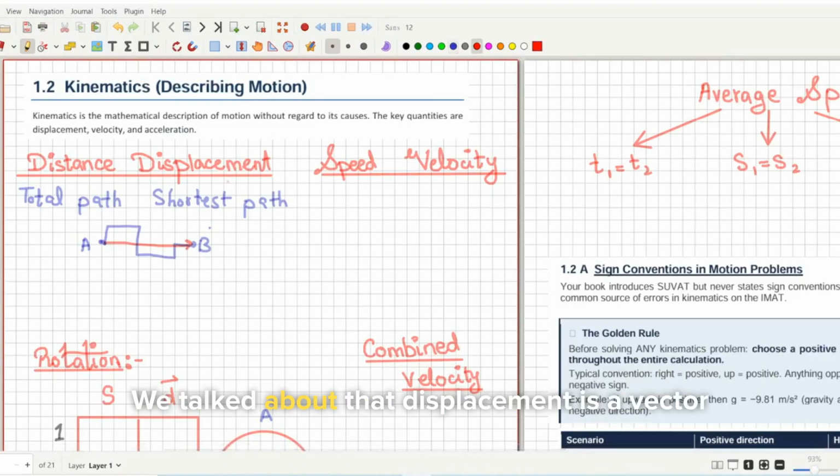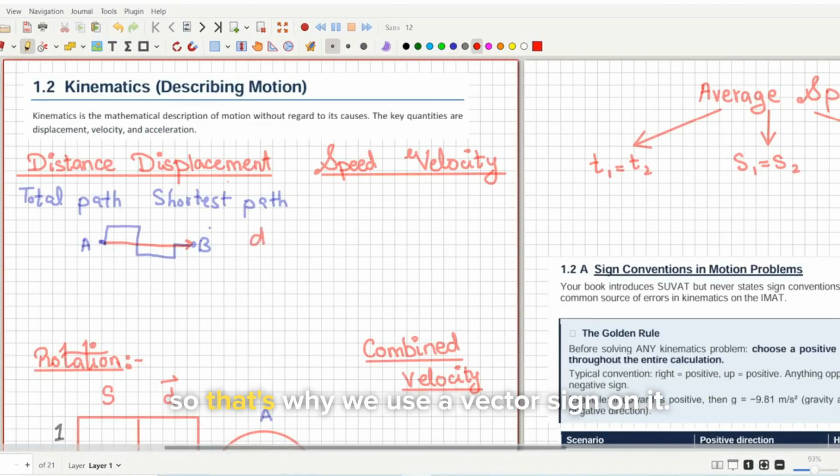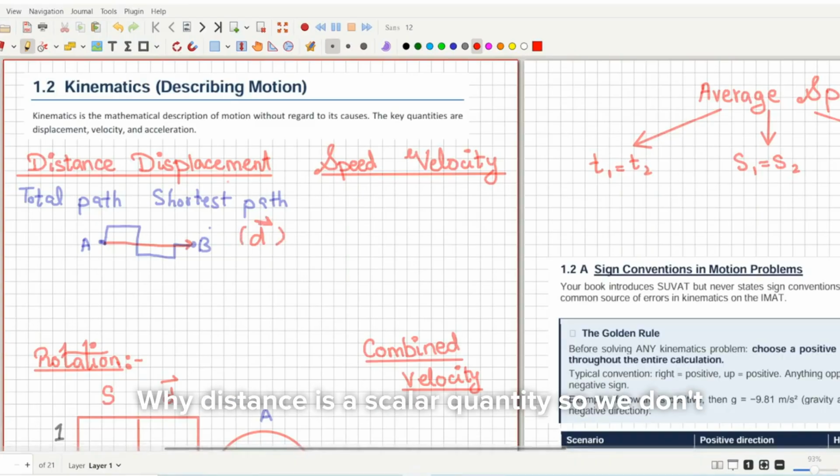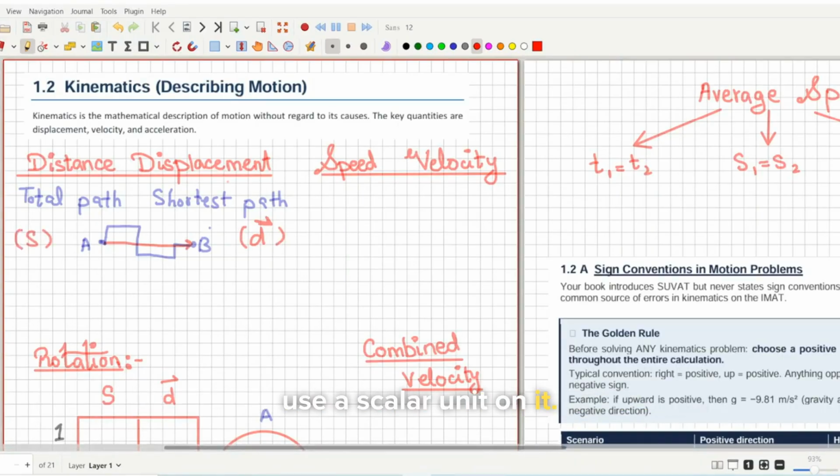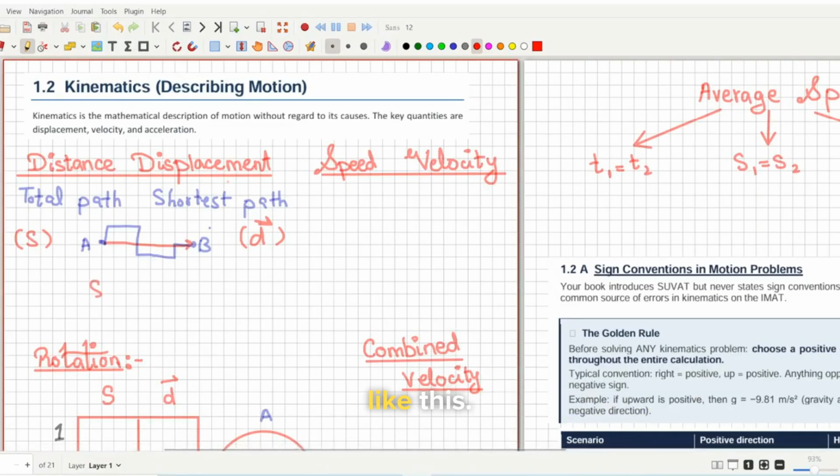We talked about that displacement is a vector, so that's why we use a vector sign on it. While distance is a scalar quantity, so we don't use a vector sign on it. The one thing that you need to know is that the distance and displacement could be equal. Like for example, if these two houses, like your house and my house, are in a desert, then you don't need to go through streets and parks and graveyards to reach my home. You will just walk straight from my house to your house, right?